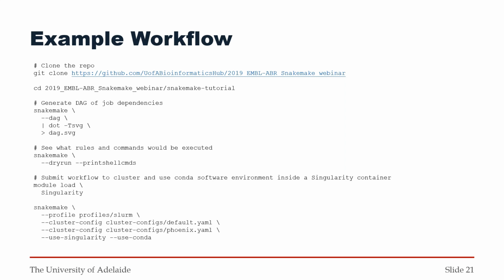So again, here I'm loading this Singularity to make that available to Snakemake, and I'm executing Snakemake here with a bunch of parameters. One of these is profile, some predefined files that come with this repository that allow Snakemake to communicate with the Slurm cluster. And there are some cluster configuration files here that determine what resources will be allocated to each job. And we're specifying also here that we want to use Singularity and use Conda software environments.